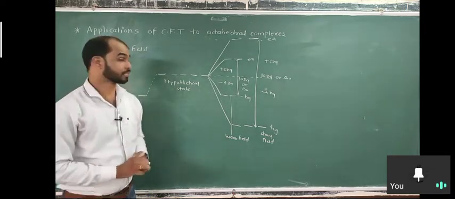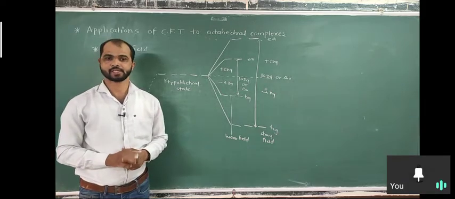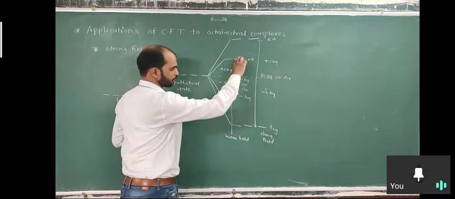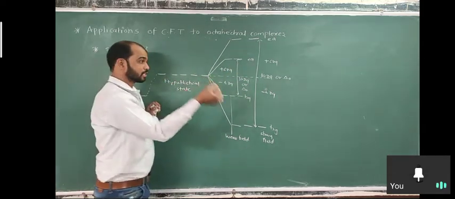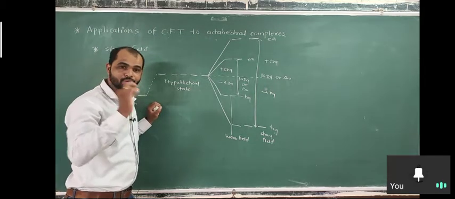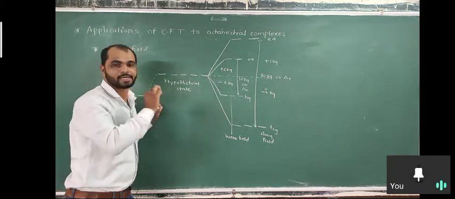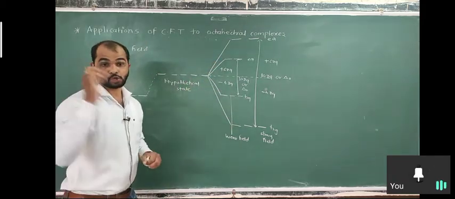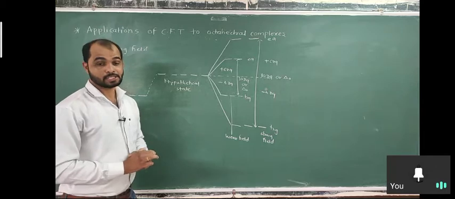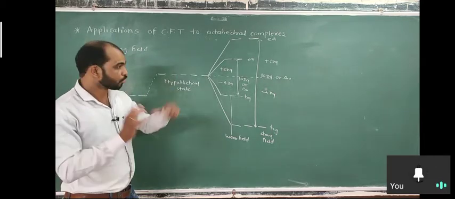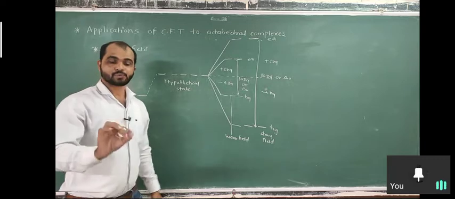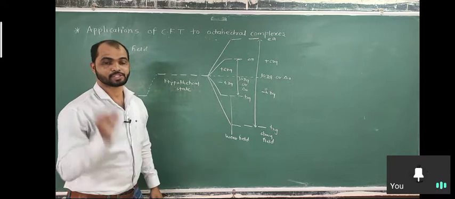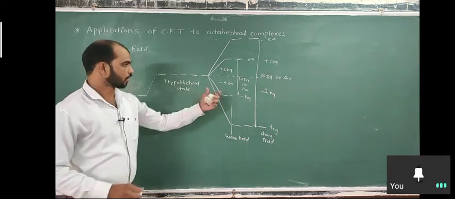So for that we can calculate the 10 Dq value. Means we first calculate the crystal field stabilization energy. It depends on the availability of electrons. If this 10 Dq value is lower, it is lower due to less influence of ligand on the metal electrons. So that's why the splitting is less. But if the ligand strongly influences the metal electrons, then more splitting is observed, a higher 10 Dq value. So the ligands which influence more are called strong field ligands, and the ligands which influence very little are called weak field ligands.